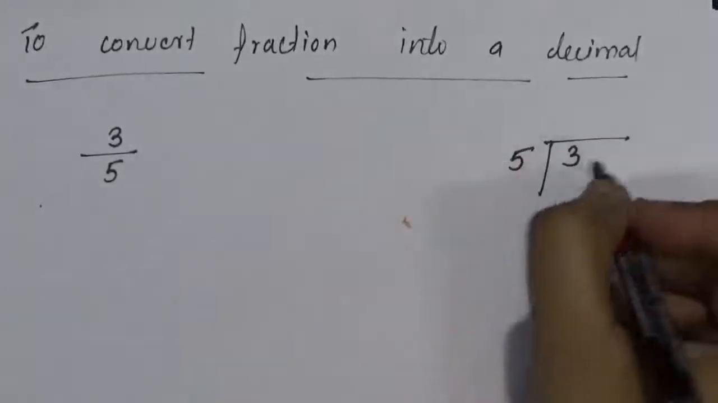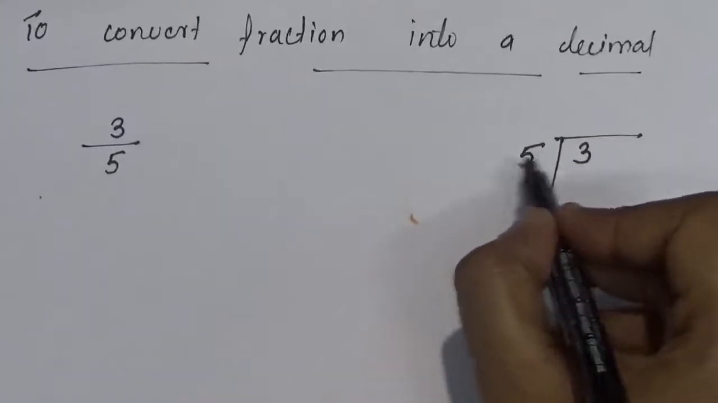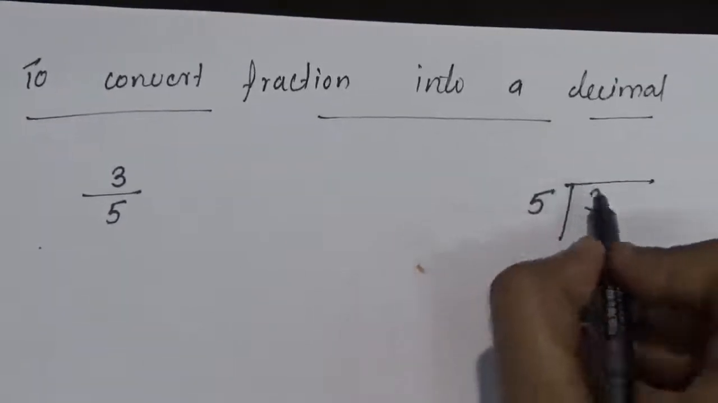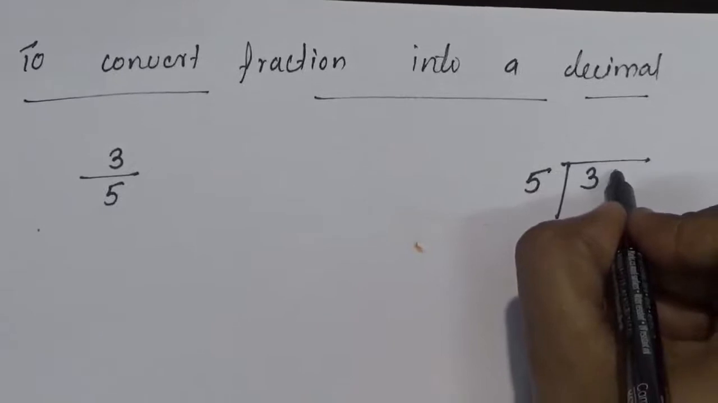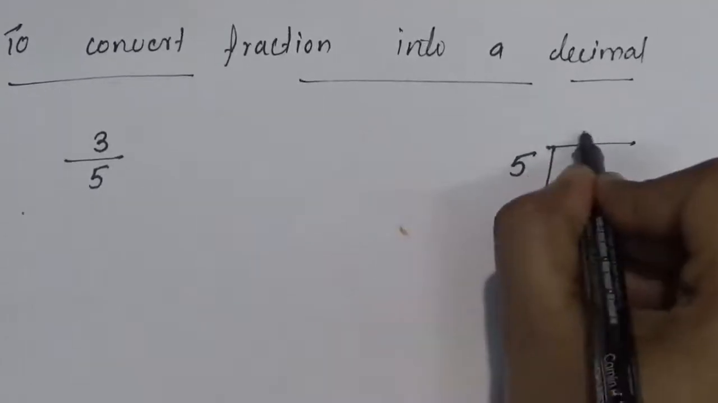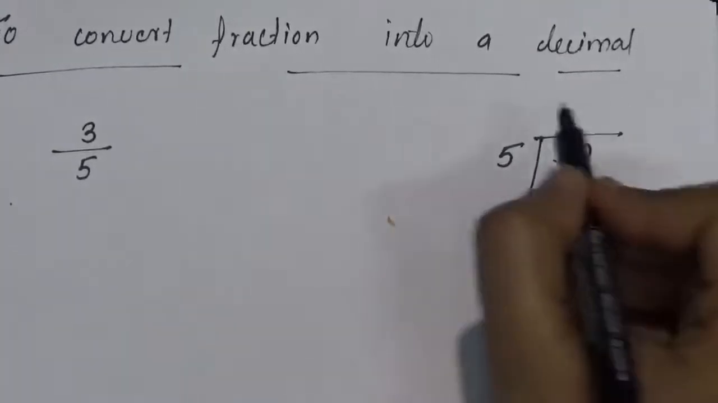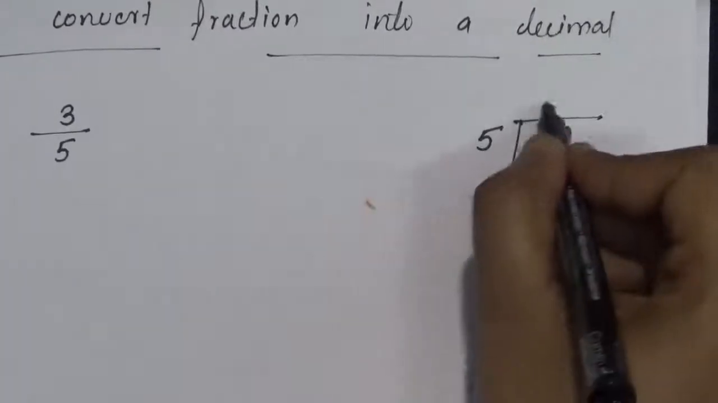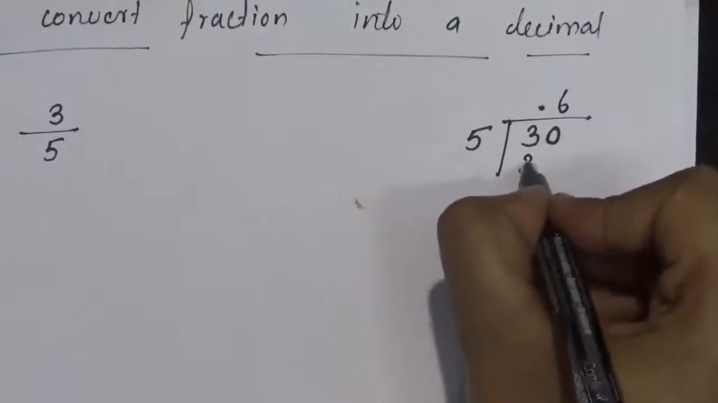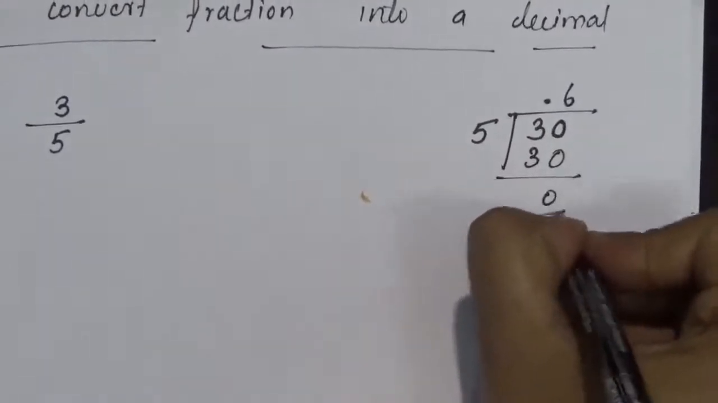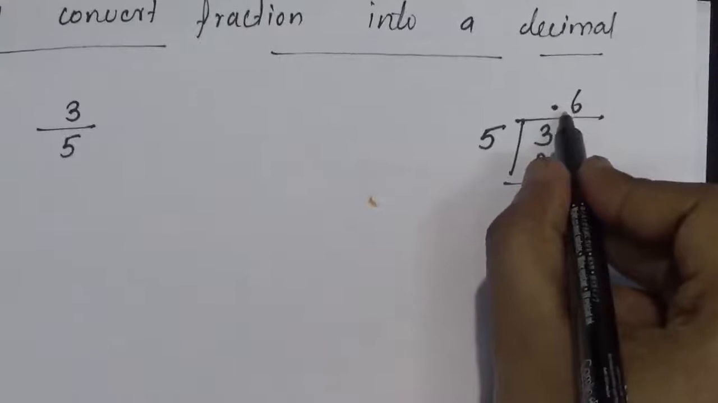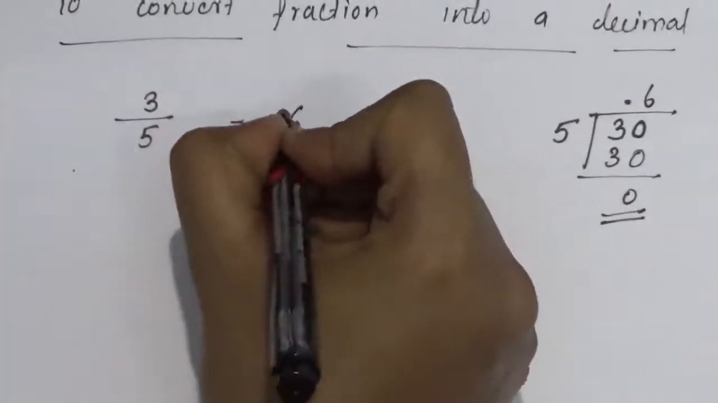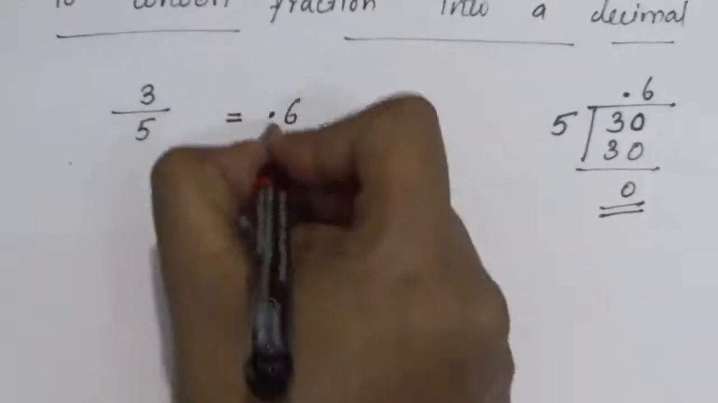We know that it is not possible to divide 3 by 5 because 3 is not a multiple of 5. So let's put 0 here, and at the same time put a point in the quotient. So we get 30 here. 30 is a multiple of 5. 6 5s are 30, so the remainder is 0. The quotient, the answer we got, is 0.6. So 3 by 5 is equal to 0.6. We can write 0.6 or simply .6.